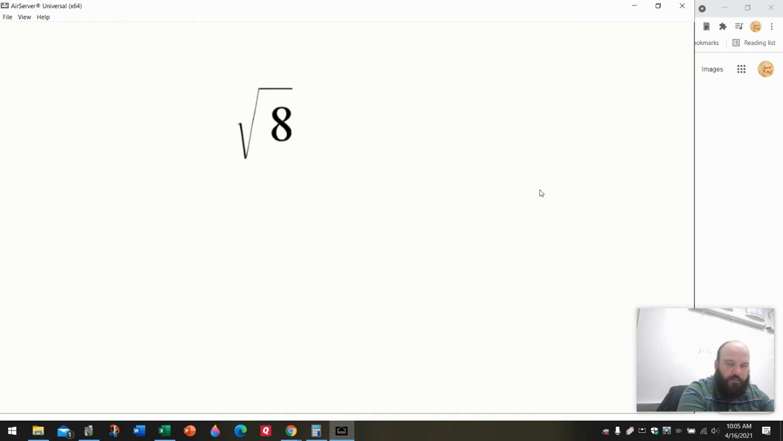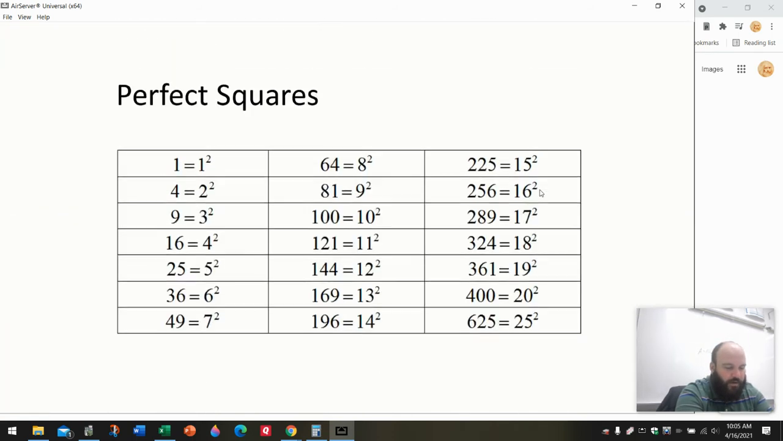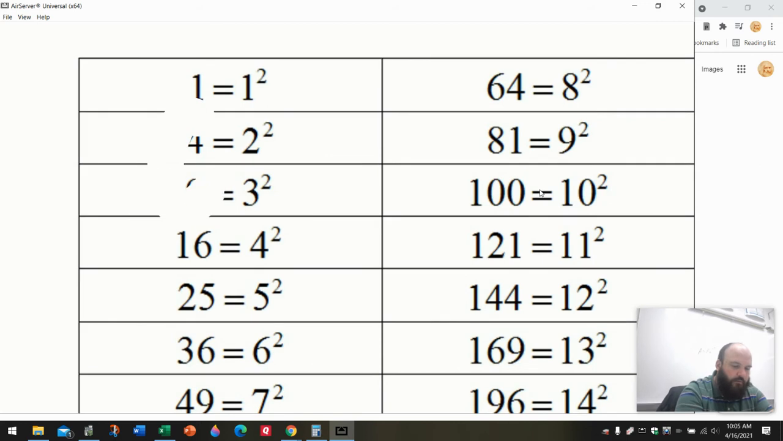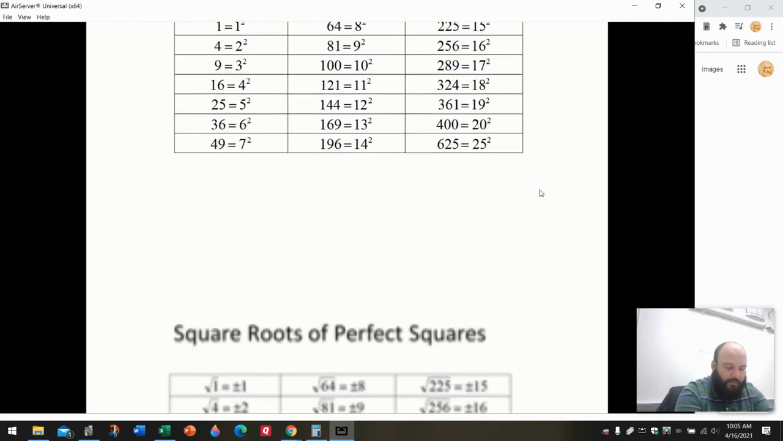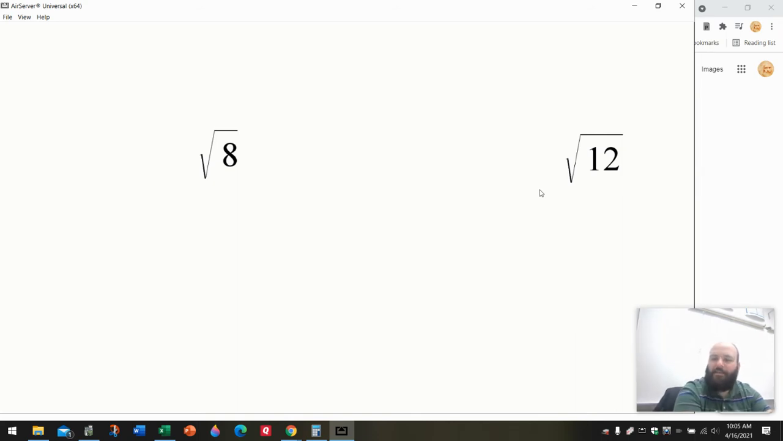The first one is the square root of 8. The square root of 8 itself is not a perfect square. The perfect squares go from 4 to 9. But the 8 can be broken up into a number that is a perfect square. With practice, you'll begin to identify what perfect squares are hiding in these numbers and how to take them out.